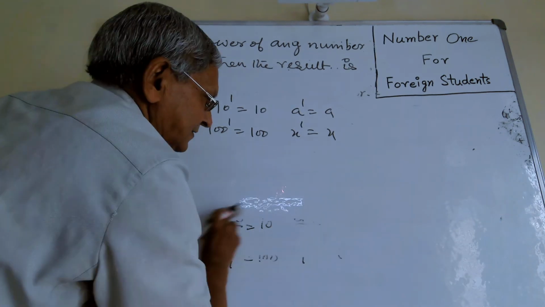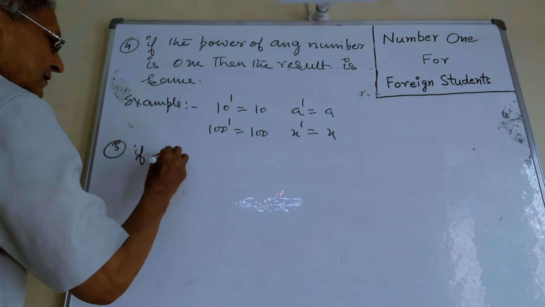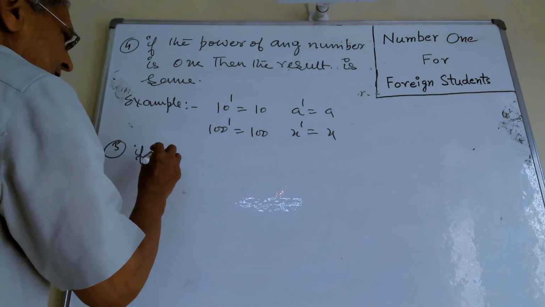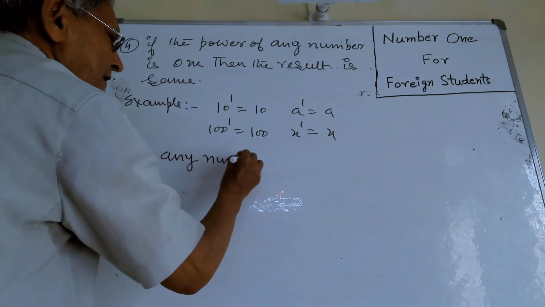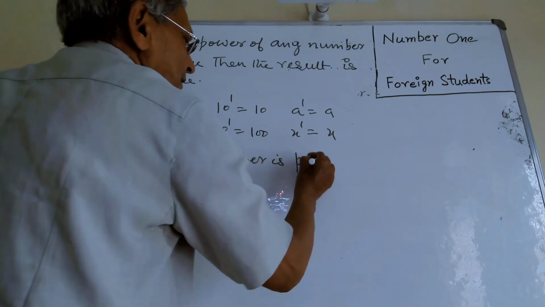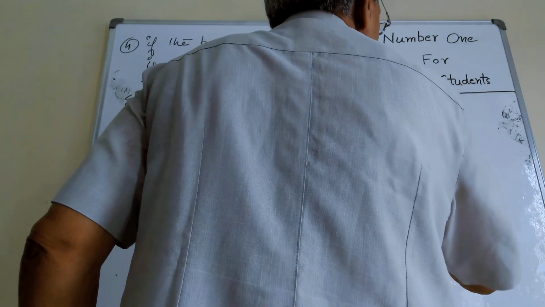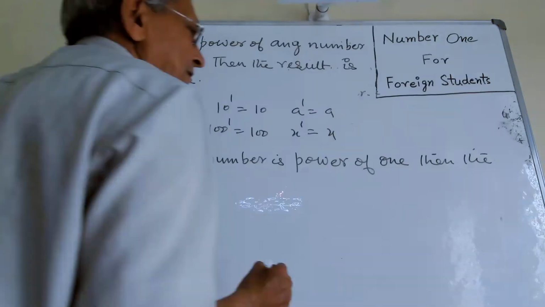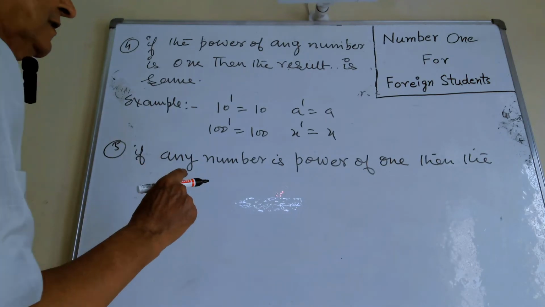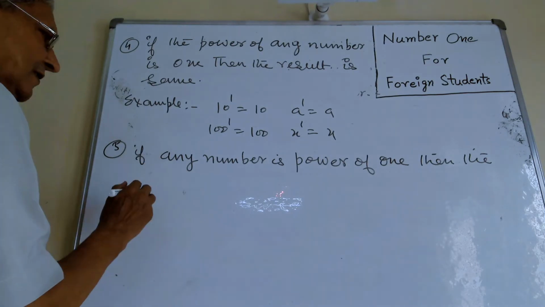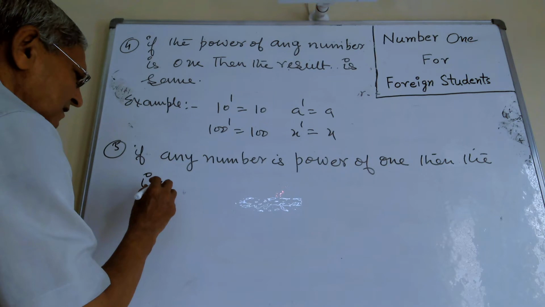A fifth example. If any number is the power of 1, then the result is 1.